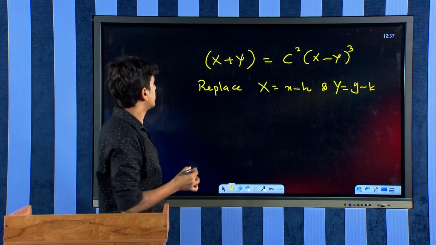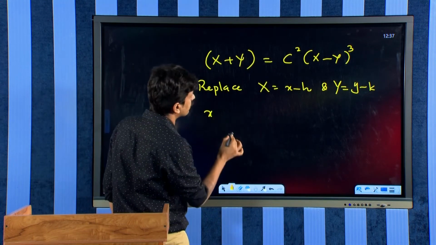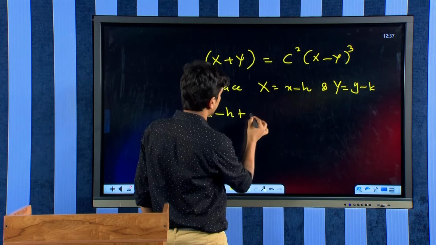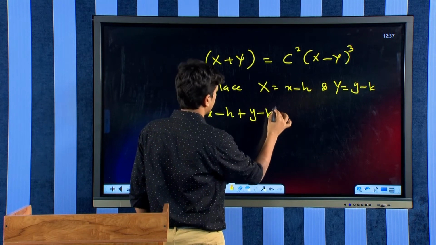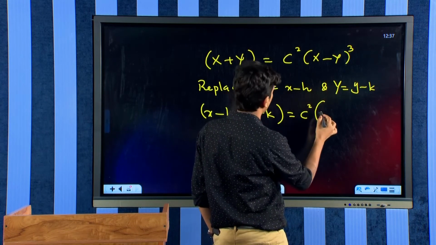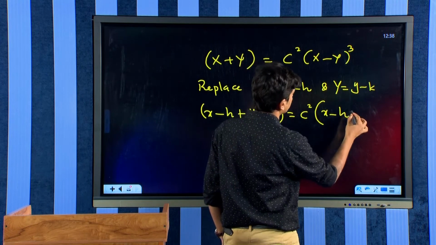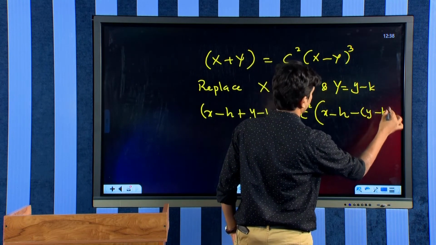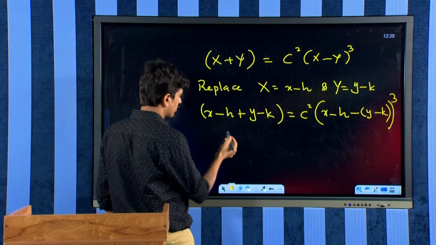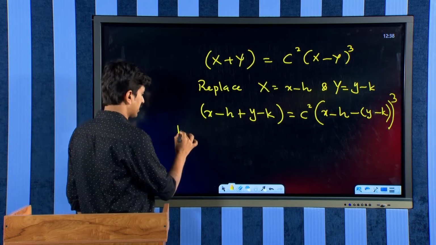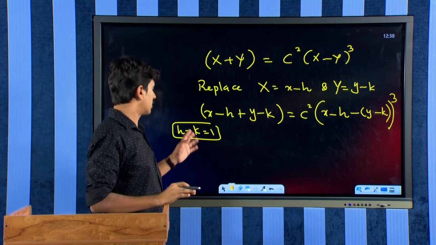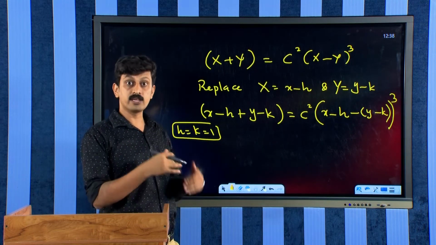So, finally, we will have x plus y, instead of capital X plus capital Y, small x minus h plus small y minus k, equal to some c square into, instead of capital X minus capital Y, small x minus h minus small y minus k, whole cube. Here we have the values of h and k: h is equal to k is equal to 1. Only when h is equal to k equal to 1 does the equation work, which we proved before.